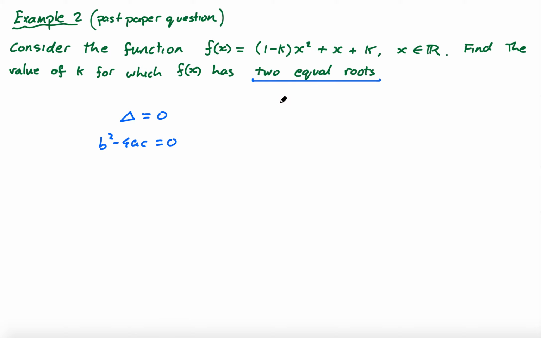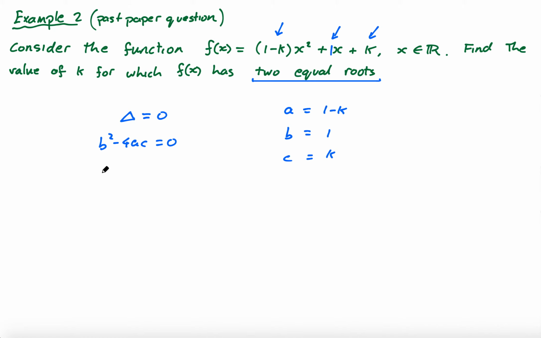Now, I am going to write at the side a equals 1 minus k. Now be careful. A is the coefficient of x squared, so it's all of this. It's in a bracket. B is equal to 1 because it's like 1x. That's my b. And then c is going to be k. Sometimes I've seen functions where it's like plus k plus 10. And in that case, c is k plus 10. So just be very, very careful there.